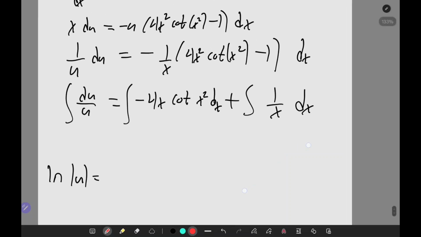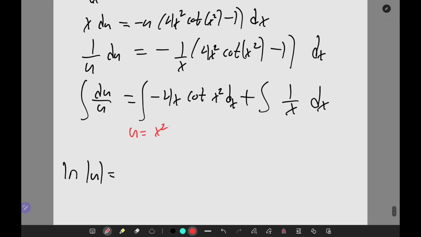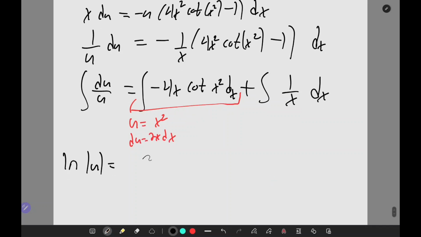This is u sub, right? So u can be equal to x squared. I'm just looking at this one right here. u is x squared, and so then du is equal to 2x dx. So we can rewrite this to be the integral of negative 4. This x will cancel. Multiply everything by 2. I'm going to pull the negative 8 out of the integral because it's negative 4 times 2, right? And then we have cotangent of u du.